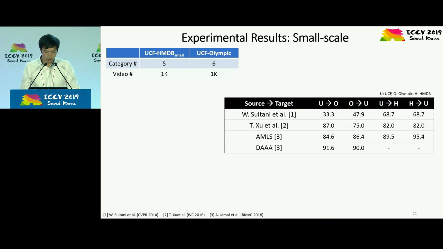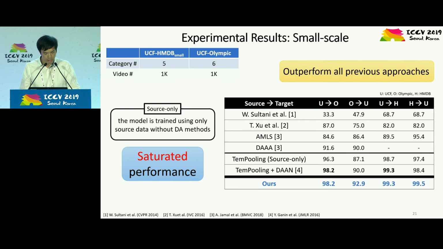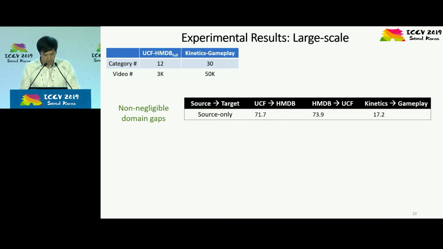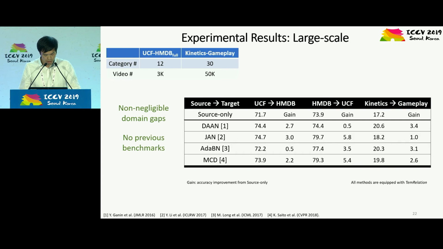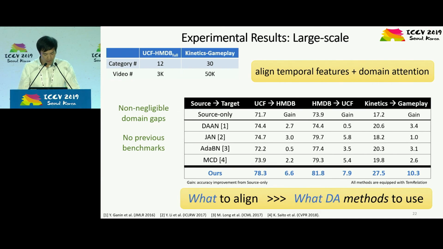There are only a few previous works, and a strong CNN backbone can outperform them even without a DA method. So it means the performance is saturated on this dataset, and our approach can still improve. For our proposed datasets, first, the source-only performance shows our datasets are much more challenging. And second, since there's no existing benchmark, we extend several popular image-based DA methods to video as a comparison. Finally, by directly aligning temporal features with domain attention, we can further improve the performance. So this shows that for videos, how to effectively align features that encode temporal dynamics is much more important than what DA method or loss functions to use.